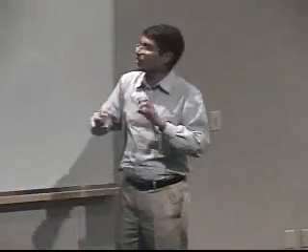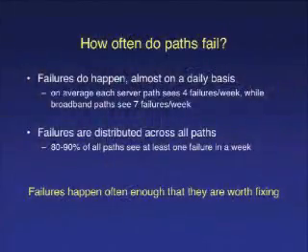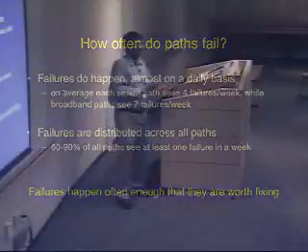So at a very high level, we wanted to understand 3 characteristics of path failures. How often do paths fail? How long do these failures last? And where do these failures occur? Understanding these characteristics is important because they affect the effectiveness of recovery using source routing. Now, I'm going to very quickly summarize these results.